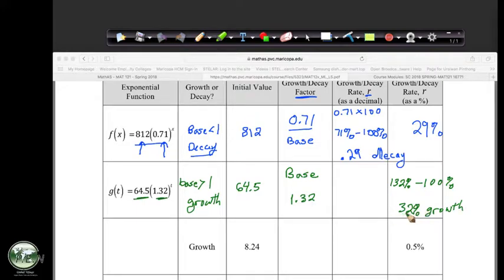And then I can turn the 32% into a decimal, move it back, and it's going to be 0.32. And again, you'll find your way. You might just look at these and the answers pop out to you. You write them down. That's fine.